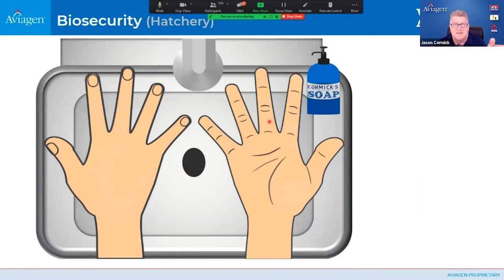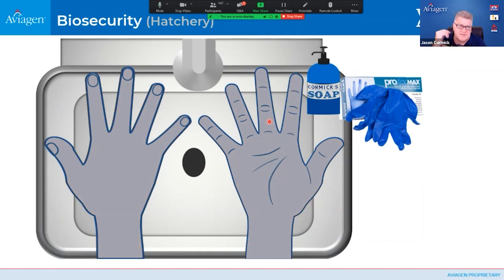Another thing I would say, and I see this a lot when they're mixing or reconstituting vaccine, is people will put on a pair of gloves, and even if they're sterile gloves, the moment you start touching surfaces, they're no longer sterile. So if you're going to then go back to mixing vaccine, you still need to wash your hands. Just bear that one in mind.